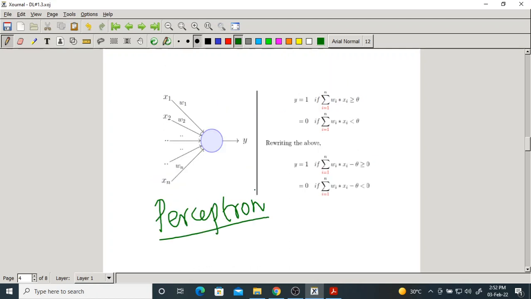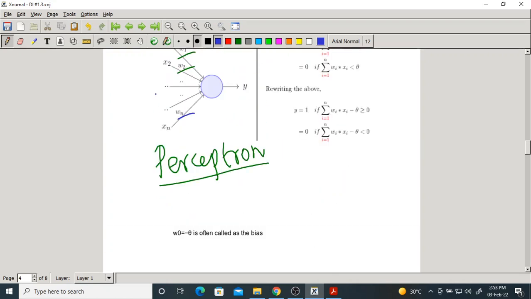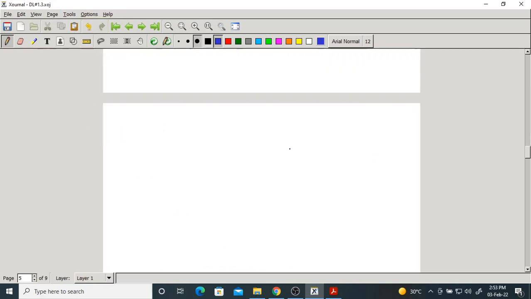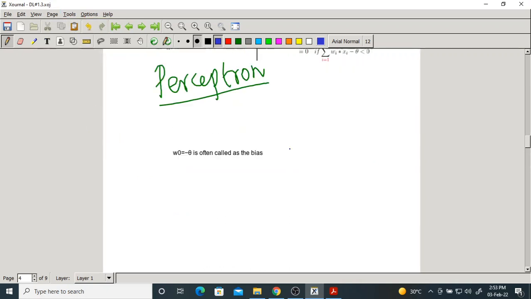What happens here? x1, the weight associated with x1 is W1, x2 has W2, x3 has W3, and so on up to xn with Wn. We have n inputs and n weights. Now, how do we take a decision? Based on the weighted sum. So what do we do here?